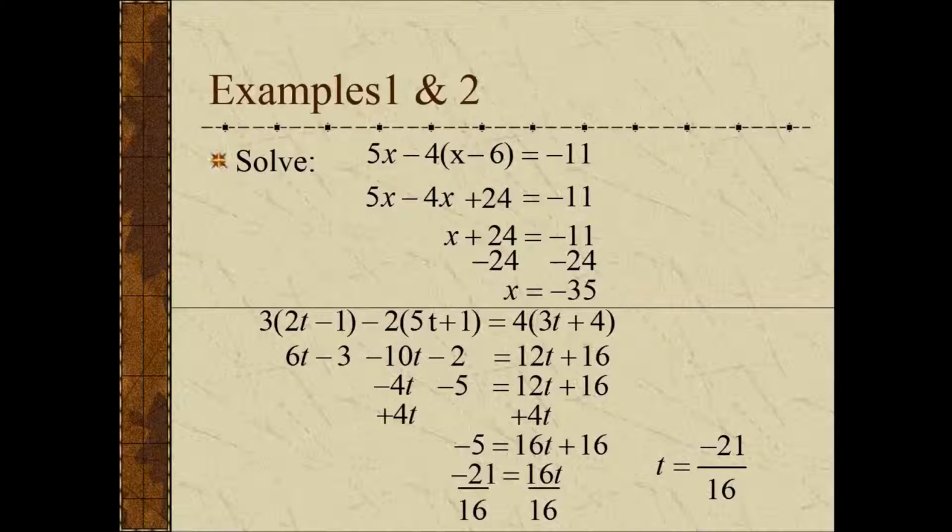Notice that I added and subtracted to move an entire term. If I want the t to come along with this 4, use addition and subtraction. If I don't want the t to go away, if I only want to get rid of the 16, use division.